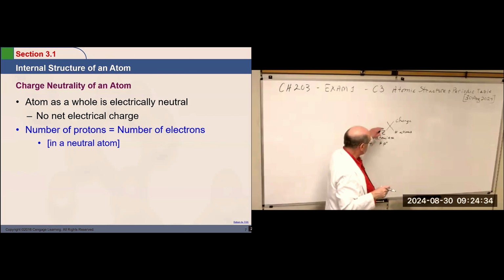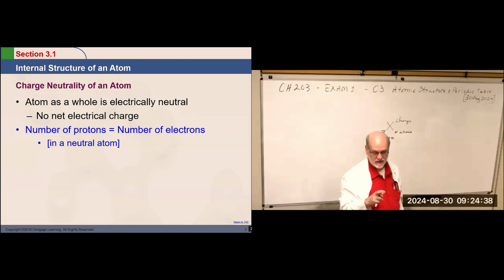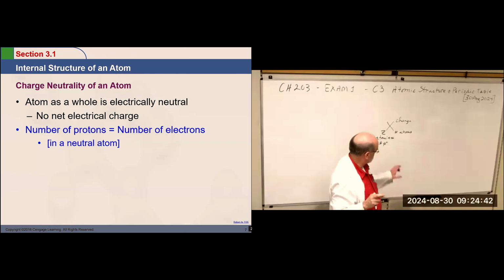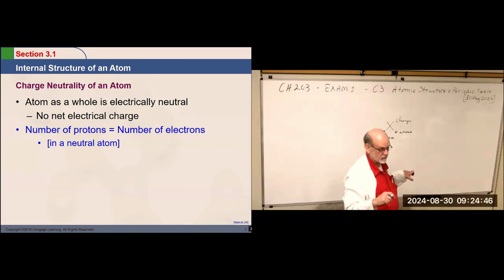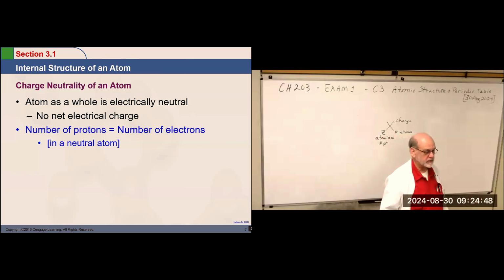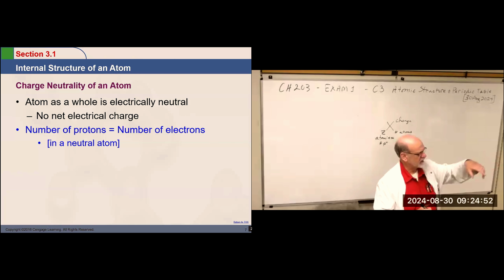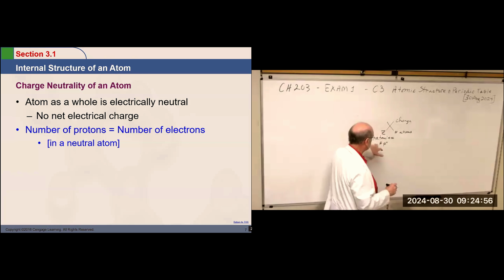Okay. This symbol and the number of protons are joined at the hip. If you know one, you know the other. The element is determined by the number of protons. Right? So if I say 17 protons are in that nucleus, you can look up the periodic table and find that's chlorine. Okay, that's the atomic number.